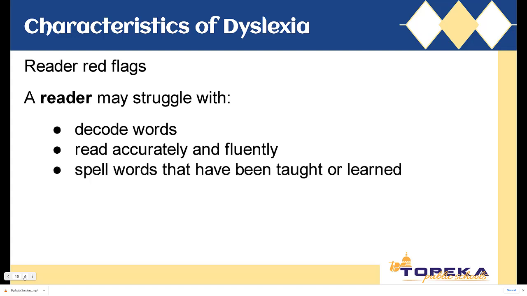Also, the student will struggle with spelling words that have been taught or learned. They'll struggle with misspelling the word "they," for example, multiple times, over and over. Or you've been working with words that have a certain spelling pattern or a common prefix, and they struggle to remember how to spell those words. We know that spelling is the encoding of the decoding process. So a reader that struggles with decoding, it's very common to struggle with spelling as well.